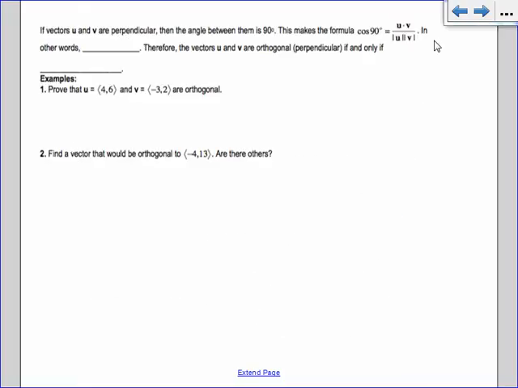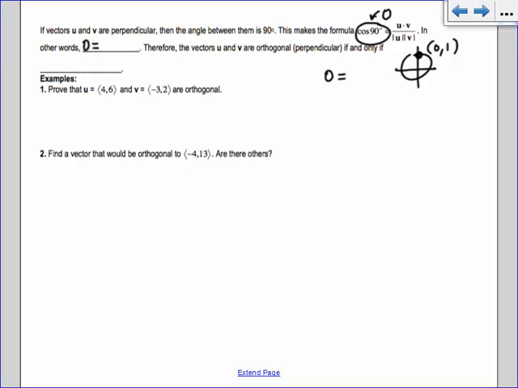All right, so it says if the vectors u and v are perpendicular, then the angle between them is 90 degrees. This means that our formula, right, if theta is equal to 90 degrees, is cosine of 90 degrees equals u dot v, all over the magnitude of u times the magnitude of v. But we know that cosine of 90 degrees, if you think about your unit circle, that's the point 0, 1, so cosine of 90 degrees is 0. So in other words, 0 is equal to that whole quotient, u dot v, over the magnitudes.